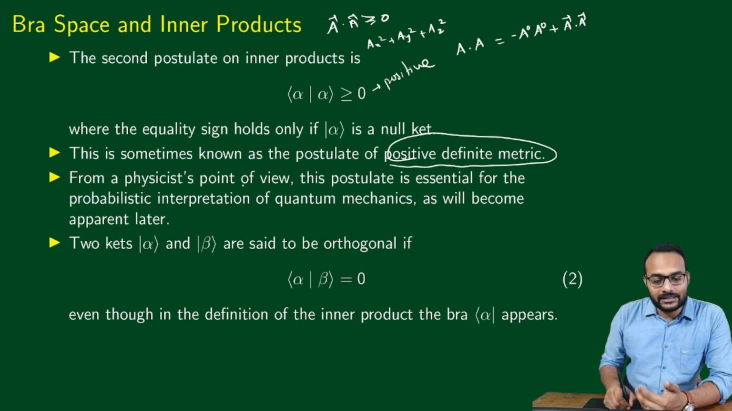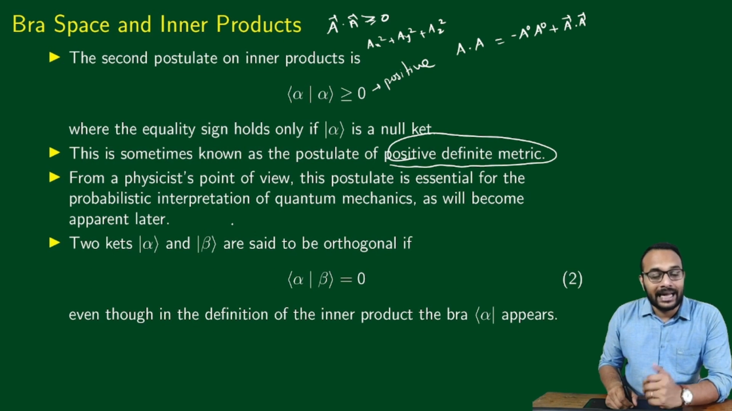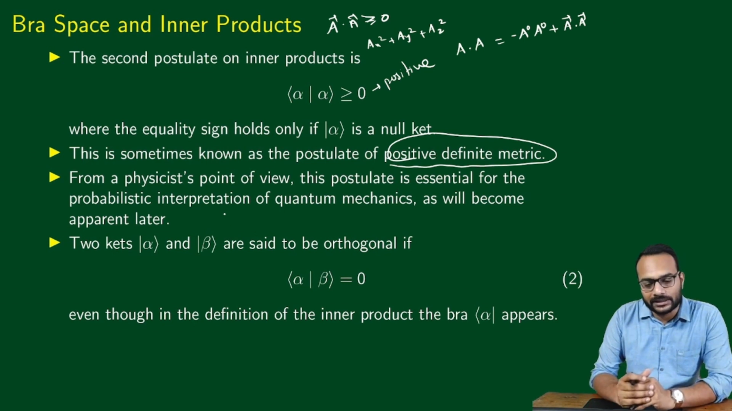Now, from a physicist's point of view, this postulate is essential for the probabilistic interpretation of quantum mechanics. This will become clear later. We'll be discussing an example of all these concepts in the next session, how all these things come up and how they are important in quantum mechanics.